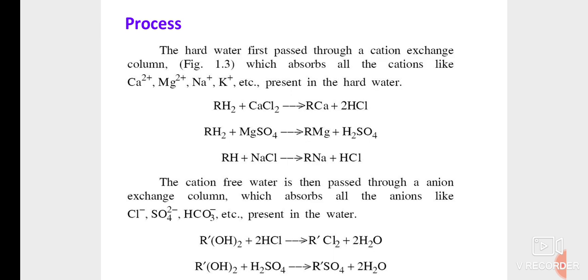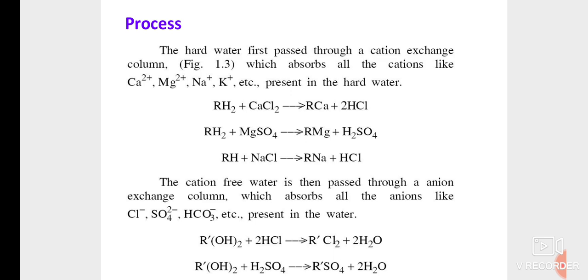Suppose the water coming out from the cation exchanger column has H2SO4. What will be the reaction involved? The H2SO4 reacts with R dash OH twice to form R dash SO4 plus 2H2O. Here the sulfate is the anion, so the sulfate reacts with the resin to form R dash SO4, and 2 water molecules are formed. The 2H2O is called DM water, that is, demineralized water. Are you clear?